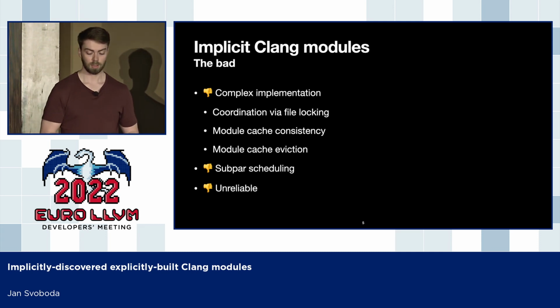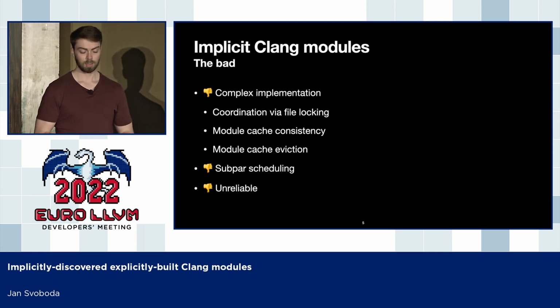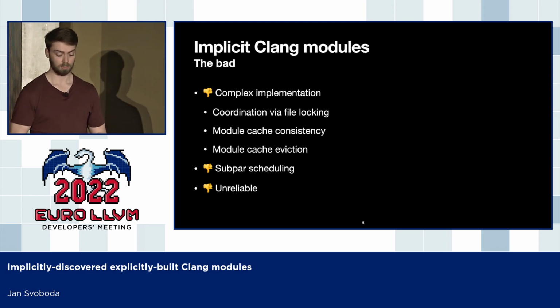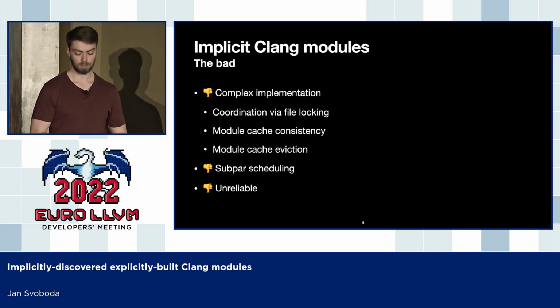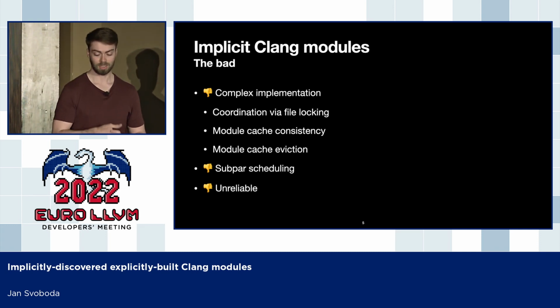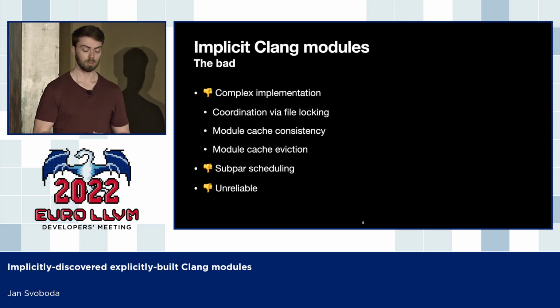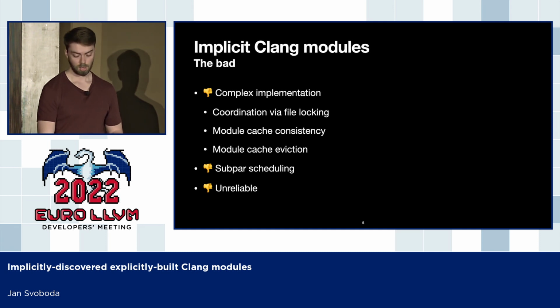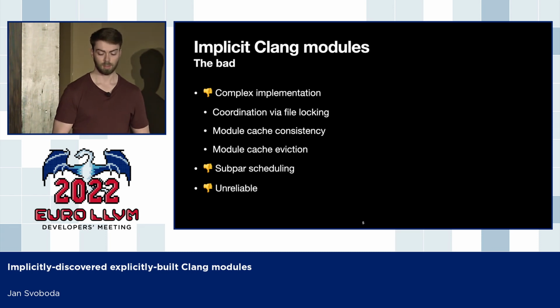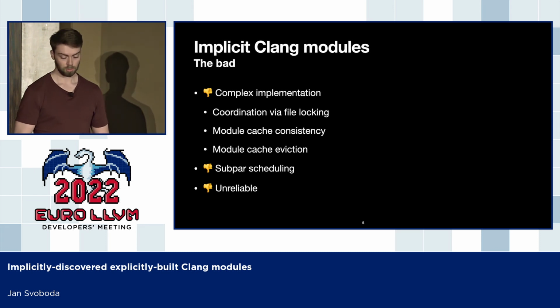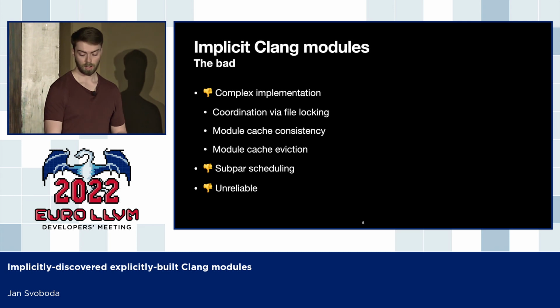First of all, the compiler has become quite complex. Clang basically acts as a second build system that uses file locking for coordination, manages consistency of the on-disk module cache by rebuilding modules when inputs change, and takes care of evicting modules from the cache to free up disk space. This complexity makes it all too easy for bugs to creep in, and they are often difficult to troubleshoot.